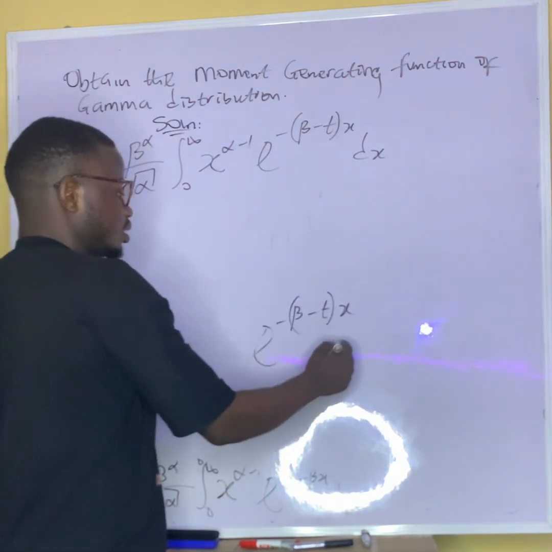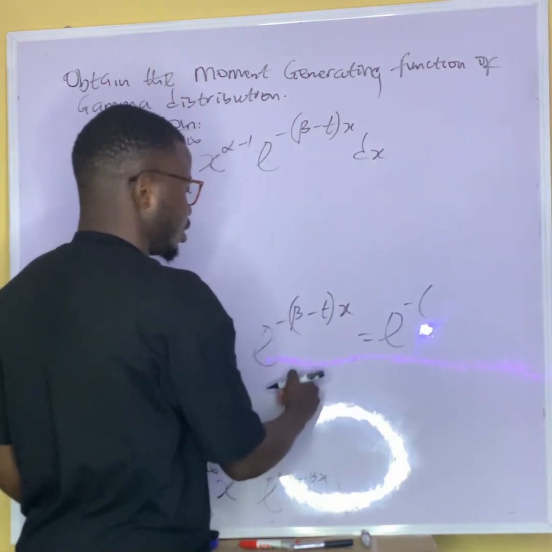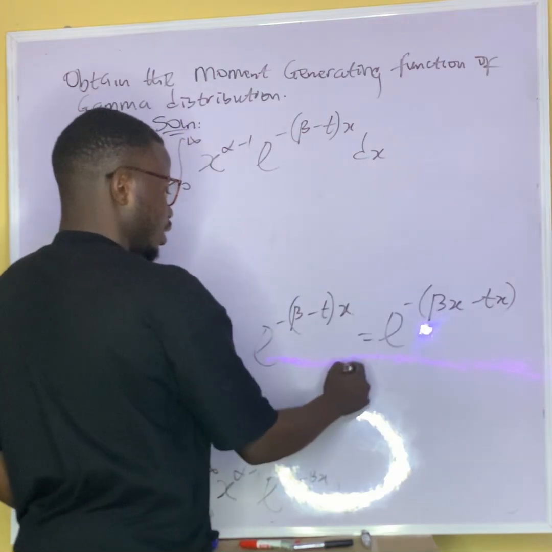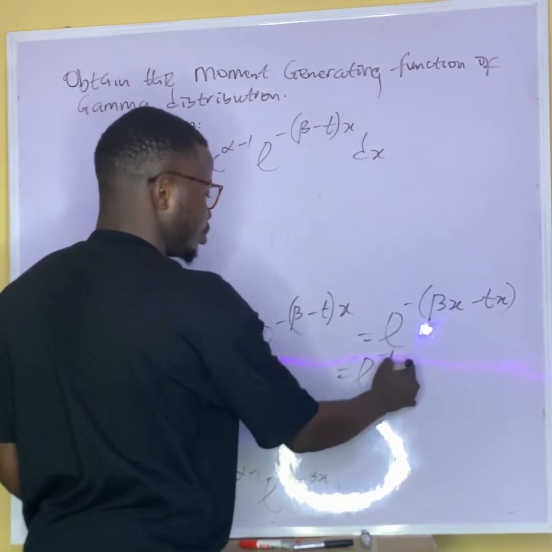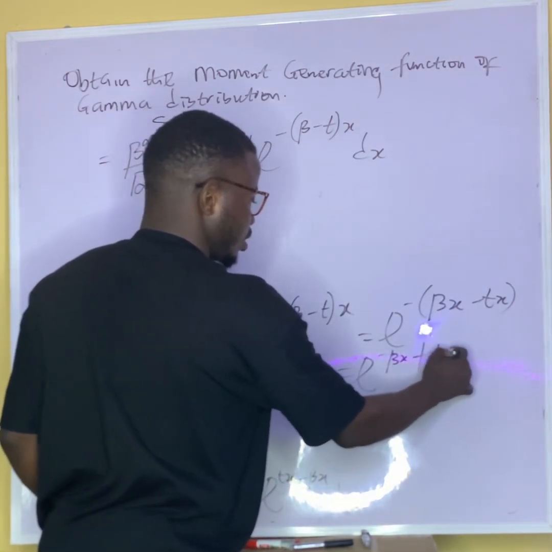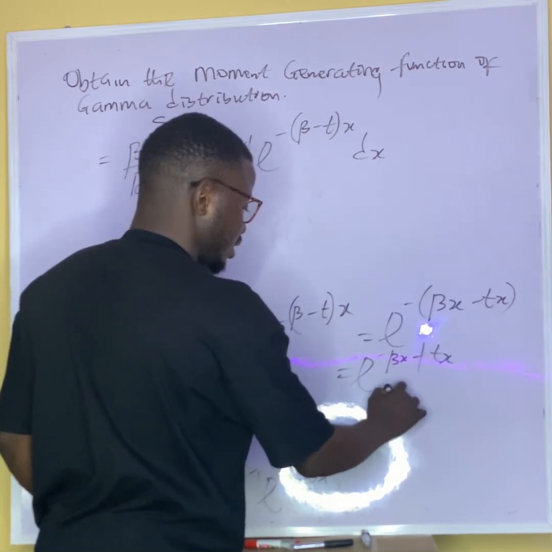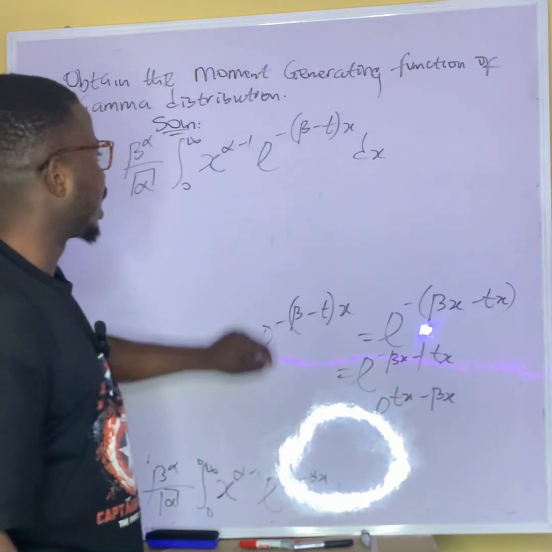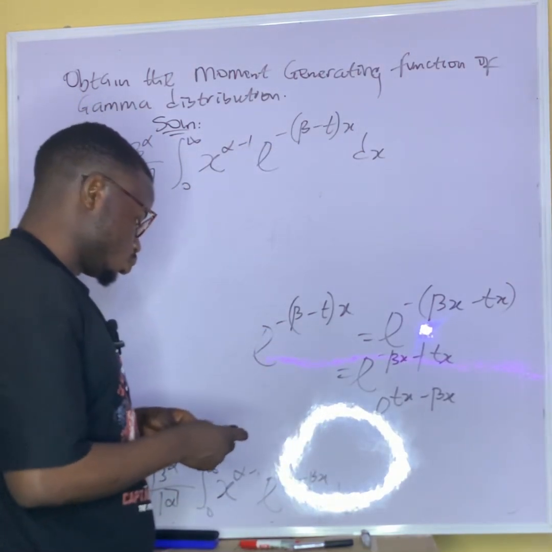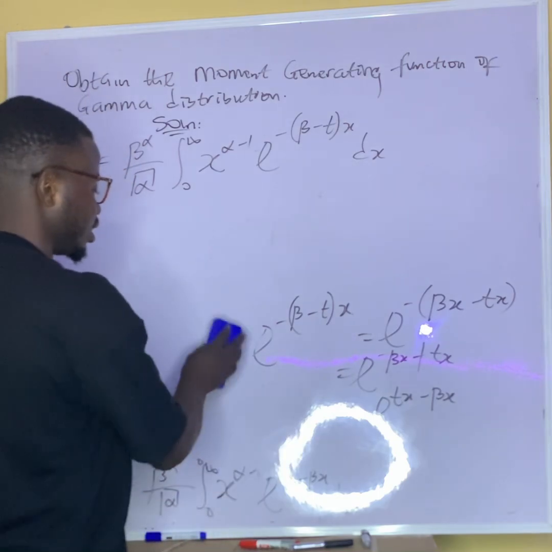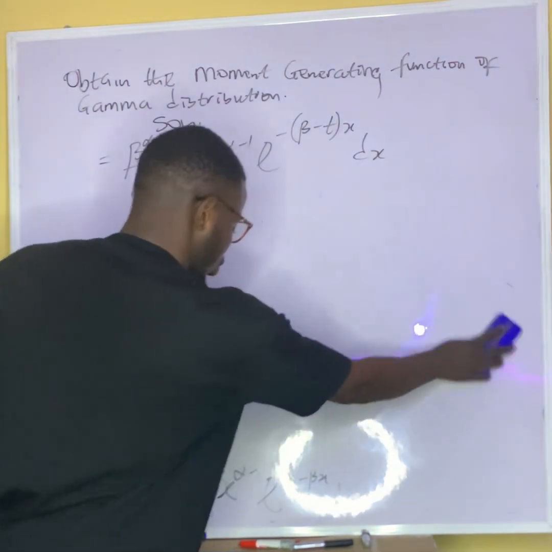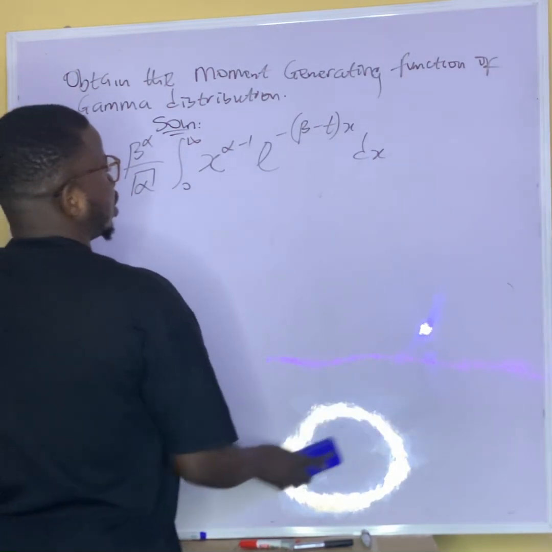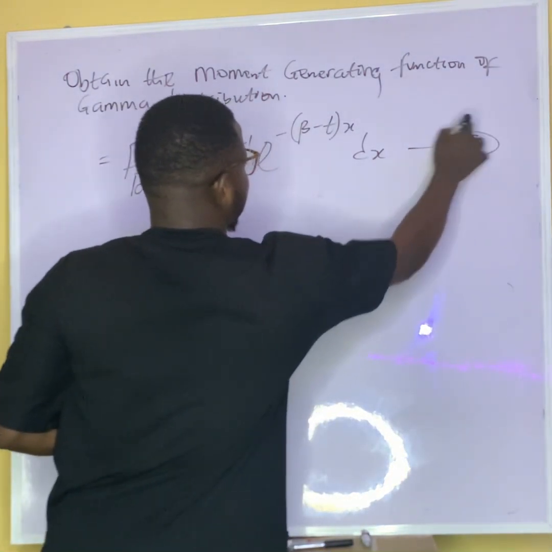We use this x to expand it. That will give us exponential of minus beta x plus tx, which is exponential tx minus beta x. So what we have here can also be written as minus into beta minus t, with x outside, so that we can make use of the gamma function. We want to turn it to a gamma function, or we can as well integrate it directly from there. So we can make this equation 1.